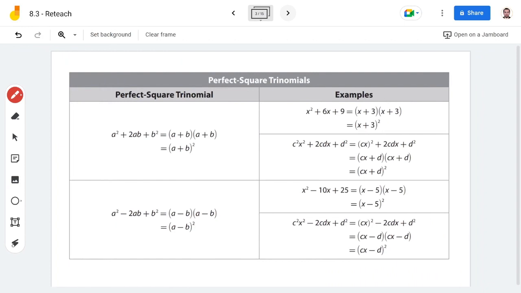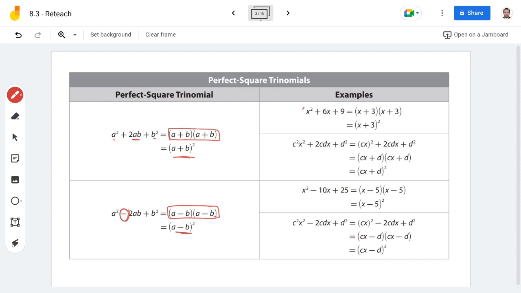Take the perfect square trinomial. What is the perfect square trinomial? The thing that we explained now, where we have a squared, b squared, and 2 times a b. So we can write it as a plus b and a plus b, which means it can be written as a plus b squared. The same thing here, but the only difference is the sign is negative because the first sign is negative, so both brackets should be negative, and the final bracket will be a minus b to the power of 2. Let's give an example.